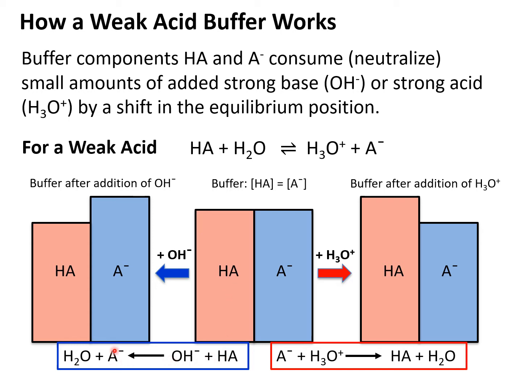And so as a consequence, the concentration of A- increases and the concentration of HA decreases a bit as it is consumed. By contrast, when we add a small amount of strong acid to our buffer, such as H3O+, we see that the H3O+ reacts with A-. And as a consequence, the weak acid HA is produced. So the concentration of HA increases, and there's a small decrease in the concentration of A-.